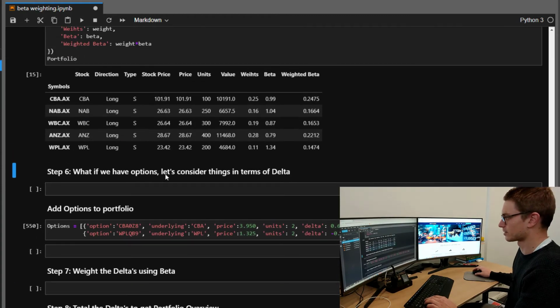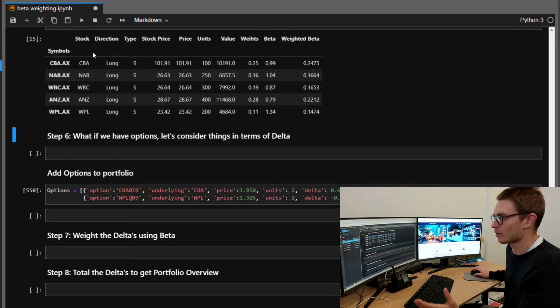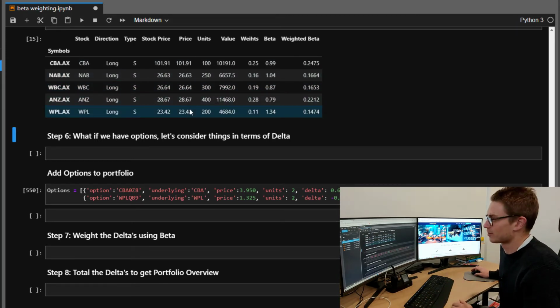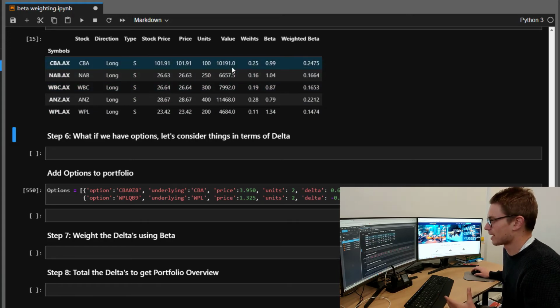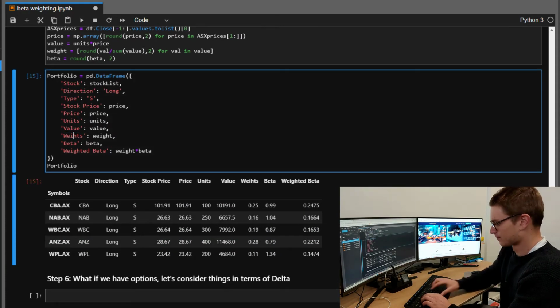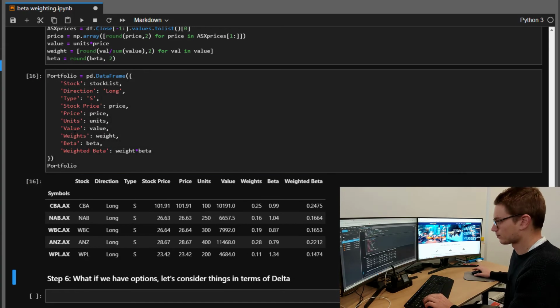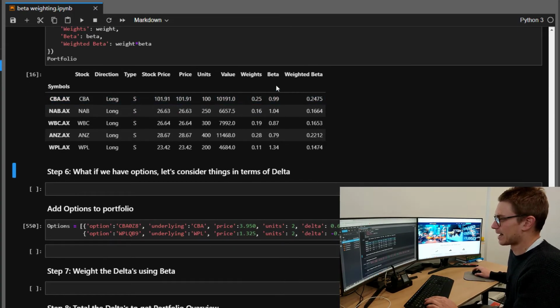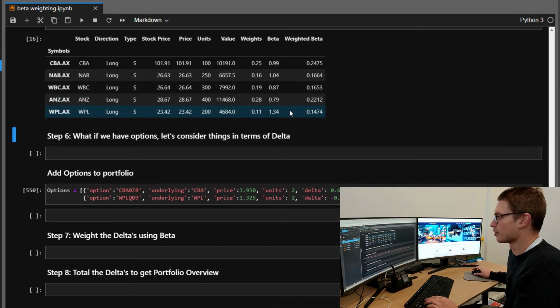we're going to get this lovely table here. So you can see that we've got the stocks, the direction, the type, the stock price, the price of the instrument. Remember, it's going to be different in a second. The units, so the number of stocks, the value of those units, weights, I've cooked that, haven't I? Weights, and the betas, and then the weighted beta.